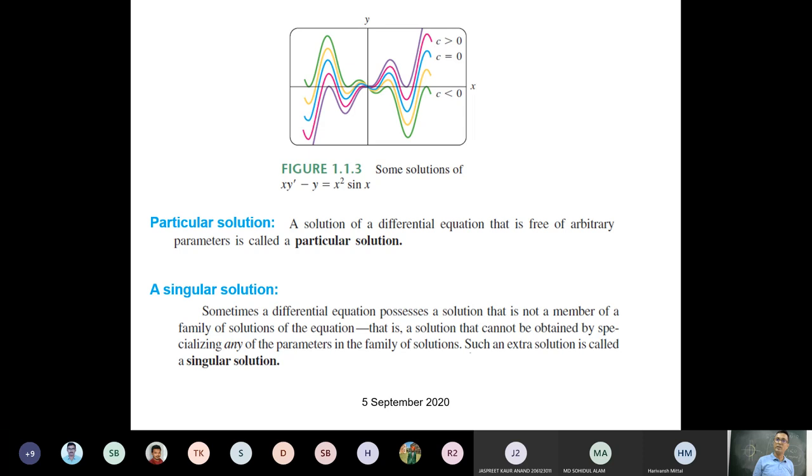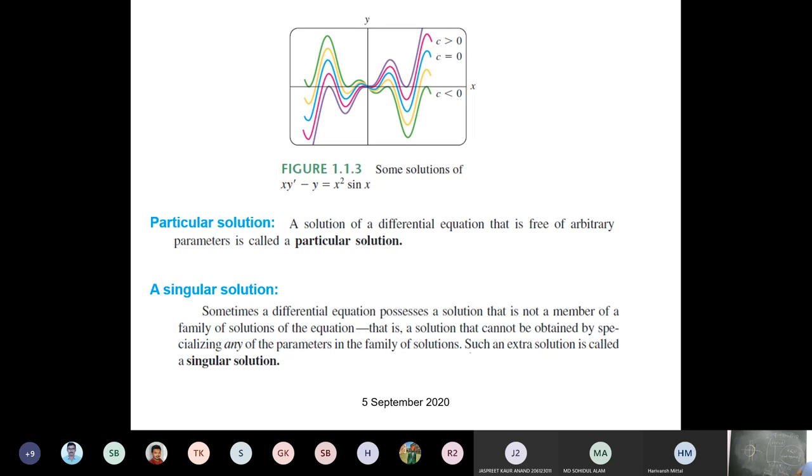Now, if I assign a fixed value to the parameter, it gives you a solution called a particular solution. Not the particular solution, because for different values of the parameter you get different solutions, so each of those should be called one particular solution. So far we have known about the general solution, which comes from the family of solutions. Then we have come to particular solutions.